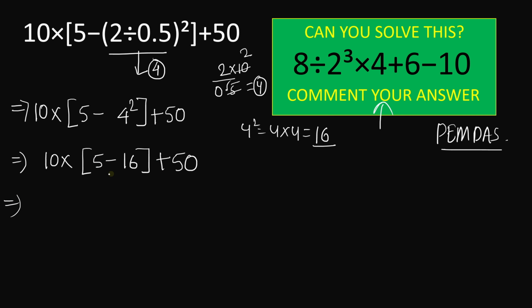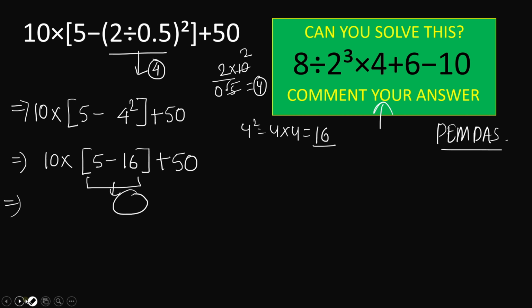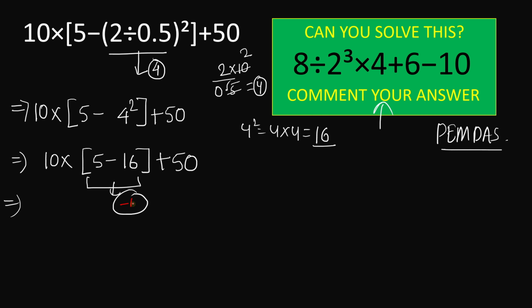Okay, now we again have to solve this, and we will get 5 minus 16, that is equal to minus 9 here. Okay, wait. 5 minus 16 is equal to minus 11 here. Sorry for my mistake. We will change it and write minus 11.